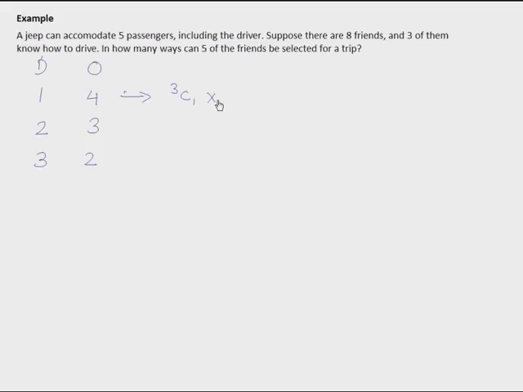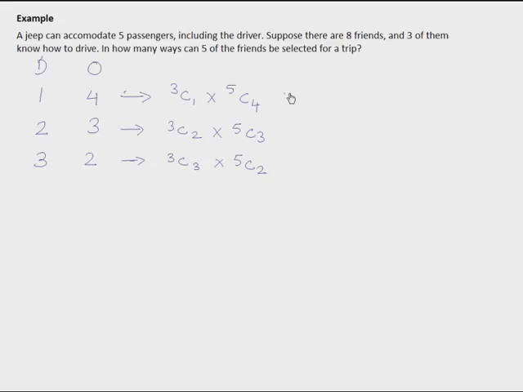3C1 into. Now those other 4 friends are being picked from the friends who do not know how to drive. And there are 5 such. So into 5C4. 2 drivers can be picked in 3C2 into 5C3. That's the other 3 friends from the 5 friends. 3 drivers can be picked in 3C3 times 5C2 for the other 2 friends. So we just add up these 3 ways of doing it and we get our final answer.